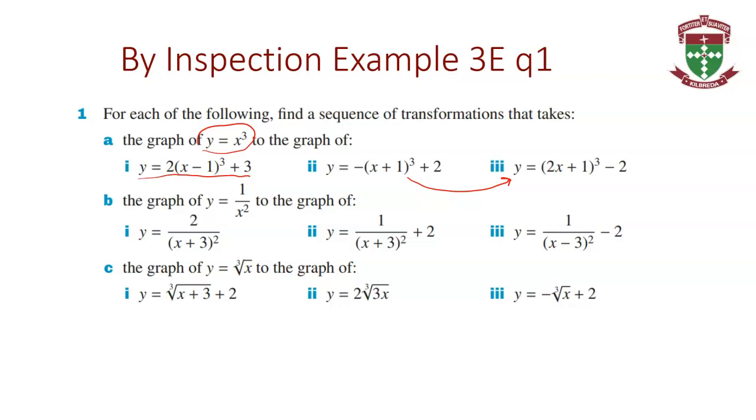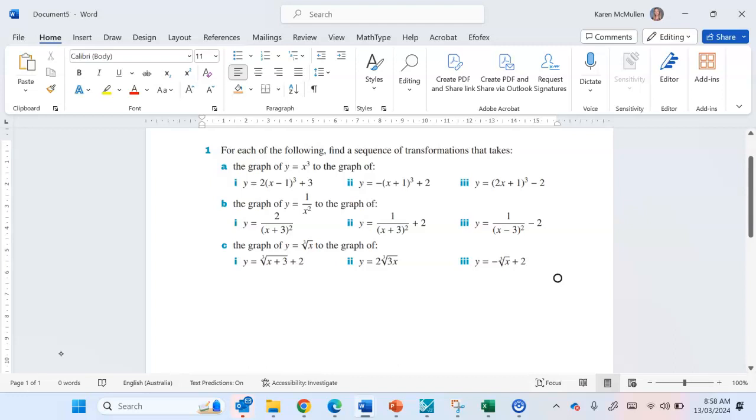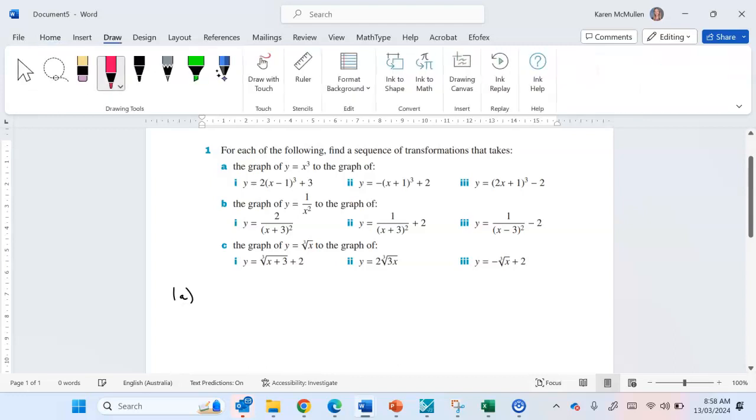I've just noticed that we don't have much space on this page, so I might actually open this in a Word document. This is just going to be a little bit easier to draw. So we're doing 1a, part i. We're going from y equals x cubed to y equals 2 times (x minus 1) cubed plus 3. We'll do it by mapping first, and then I'll show you how to do it by inspection.